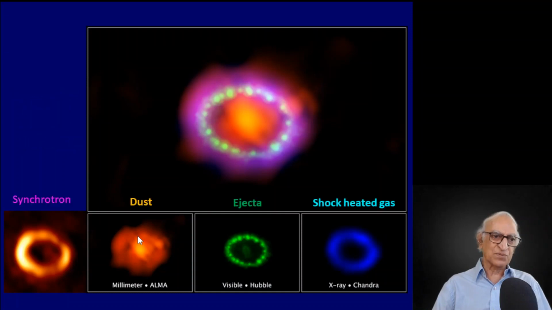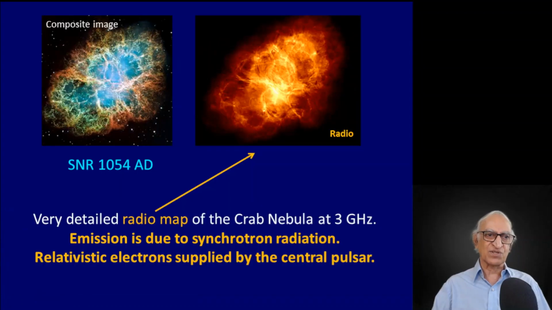And what are the various pictures? On the left is synchrotron radiation, radio radiation from relativistic electrons gyrating in the magnetic field. This is dust seen in millimeter wave radiation. This is visible radiation. This is X-ray radiation seen by the Chandra X-ray telescope, emitted by million degree gas. And this is the composite image of radio, X-ray, infrared and millimeter wave radiation. So that's what the baby supernova remnant looks like.